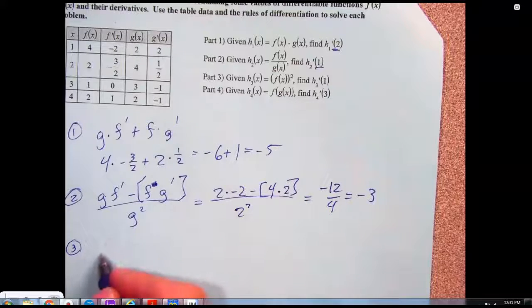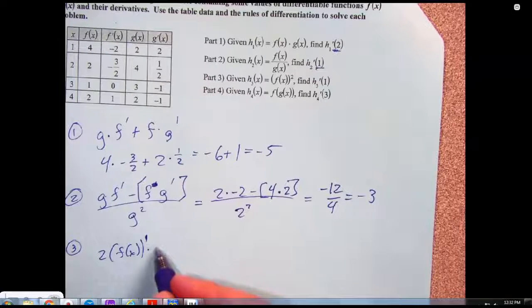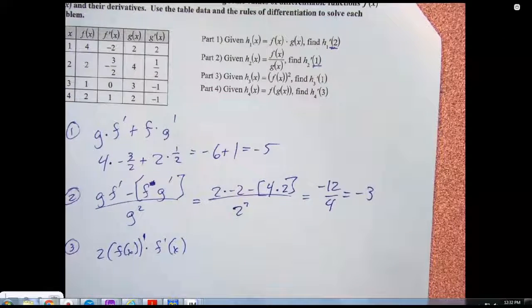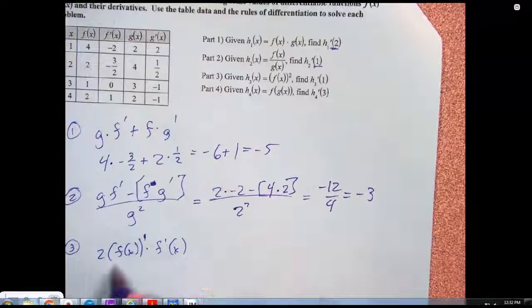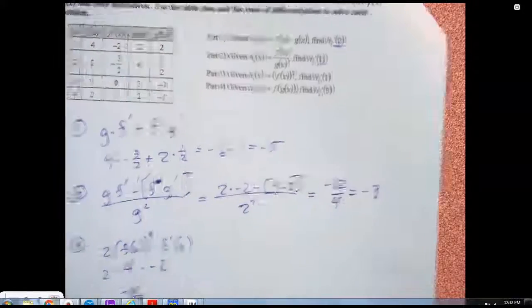Number 3 is chain rule. So bring down the 2, leave the little guy alone, reduce the power by 1. That's a 1, not a prime. And multiply by the derivative of the inside. And then we're plugging in 1. So 2 times f of 1 is 4. F prime of 1 is negative 2. If I multiply those together, I get negative 16.